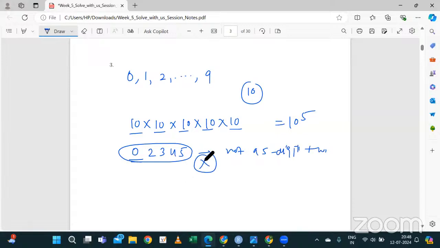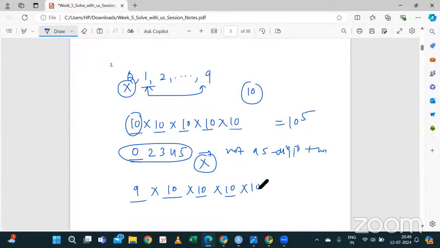To get the 5-digit number, the first place should not be 0. Now how many digit options will you have? 9. So for the first place you will have 9 options. Now at the second place you can use any of the 10 digits, right? Yes. So it will be 9 into 10 raised to power 4.